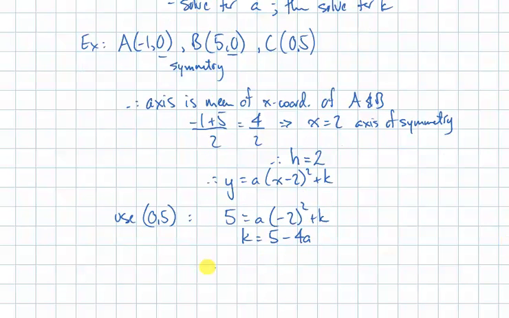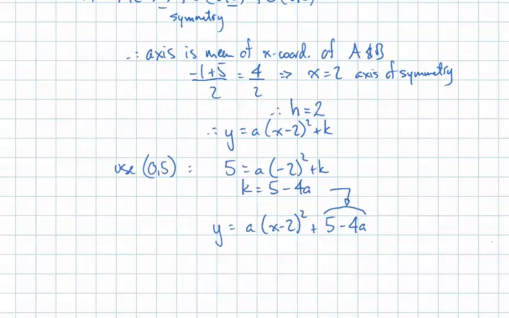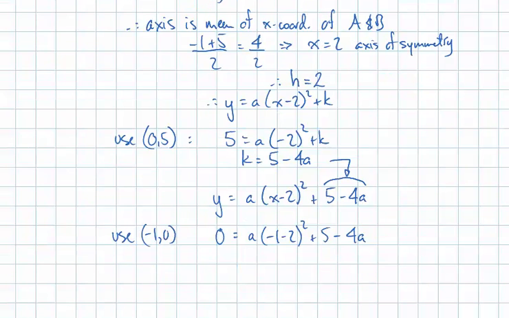If I substitute that, I can say y equals a(x minus 2) all squared, and this is where the k value goes. So I will replace it with what k is equal to. Now I don't have k anymore and I just have a reference to a in two places. Let's use one of the other points, (negative 1, 0). Doesn't really matter which one, just one of the other ones. Put the y value in and substitute the x value. And once we've done that, you'll see that this equation has only a left in it.